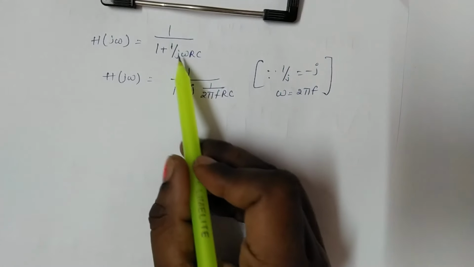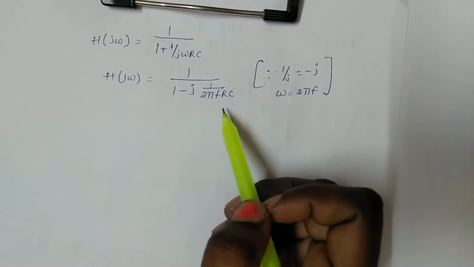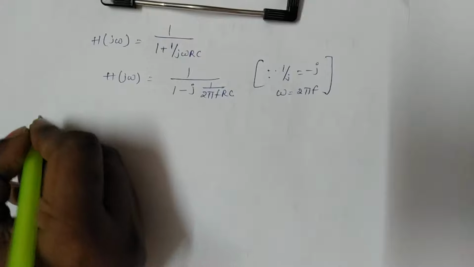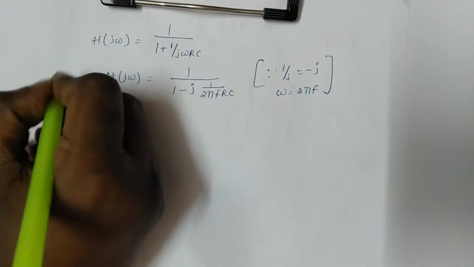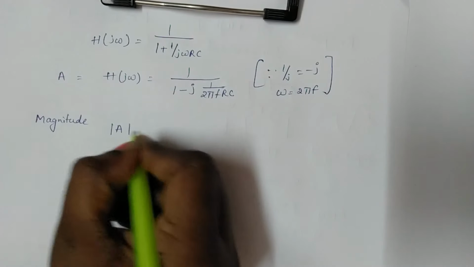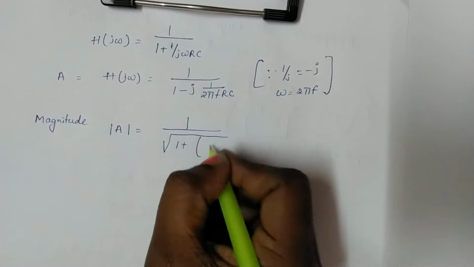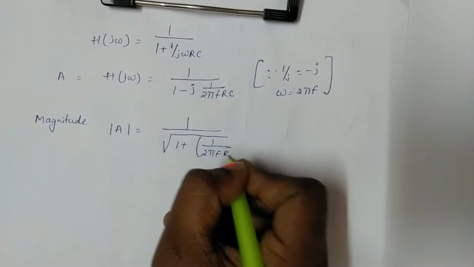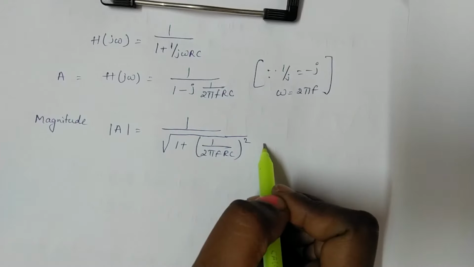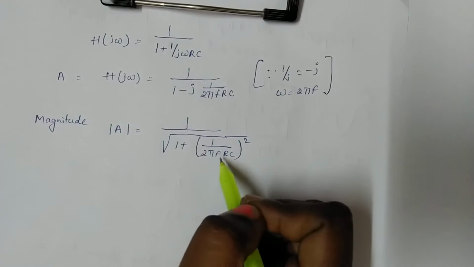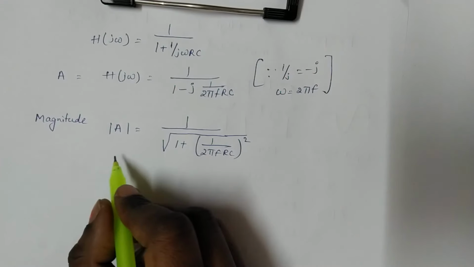So in this formula, substitute 1 by j as minus j, and omega I am writing as 2 pi f. In order to find the magnitude, that is the gain, mod A equals 1 by root over 1 plus (1 by 2 pi f RC) whole square. Since minus j square equals plus 1, I am taking this as plus 1. This is the formula. Here substitute different values of the frequency and find the magnitude value.